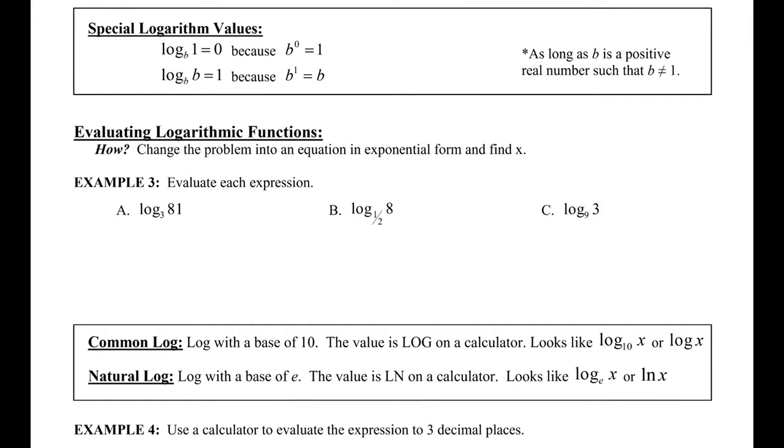So for example 3a, I'm going to rewrite this in exponential form. And since we're trying to find what this is equal to, I'm going to say 3 to the x power is equal to 81. Now I need to think, 3 to what power gives me 81? Or I can think about rewriting 81. I can rewrite 81 as 3 to the 4th power. And since both sides have a base of 3, I can say that x equals 4.